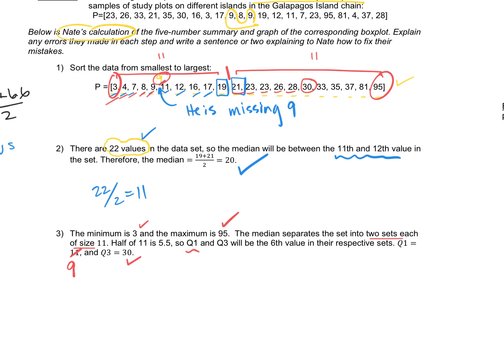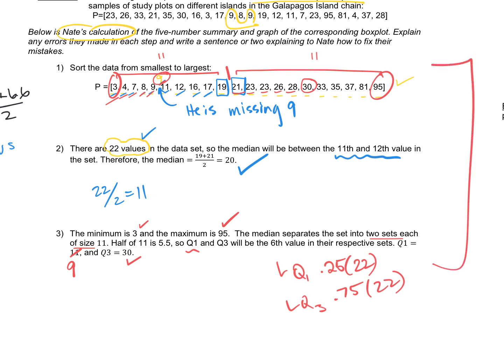Now you can do it using that formula we used for the locator: 0.25 times 22 pieces. You can work on that to find the locator for Q1, and the locator for Q3 was 75% of the way. Again, you're trying to make sure that 75% of the data is below whatever you get for those quartiles. But it's nice just to break it apart, and all of that seems on track. Again, because they were missing that 9, they didn't have that piece in there. So 9 is the Q1.